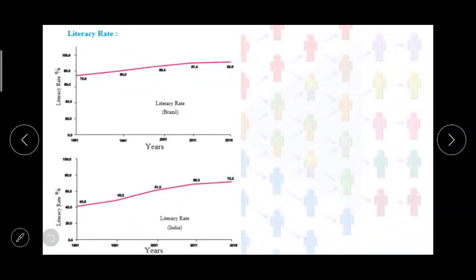And this one again, one more is given about the literacy rate. So what you have to do by using this figure 6.7, write a similar conversation using the graphs in figure 6.7 based on earlier conversations. जो conversations हमने 6.3, 6.4, 6.5, 6.6 में देखे, on the basis of that you have to write a similar conversation and compare literacy rate between Brazil and India.